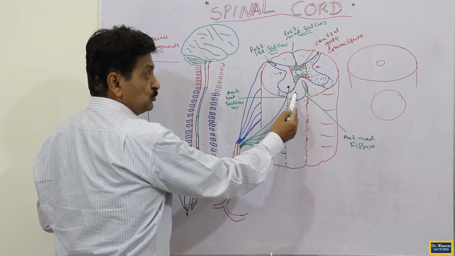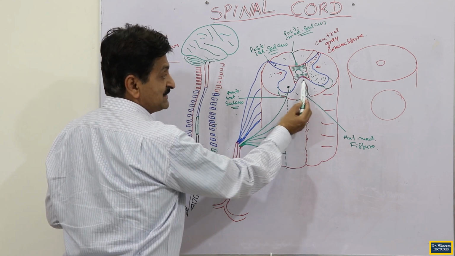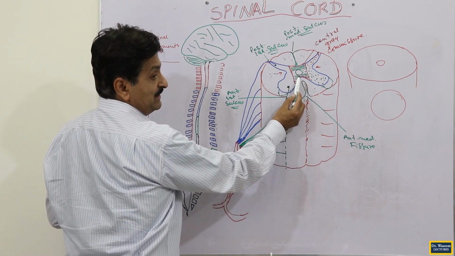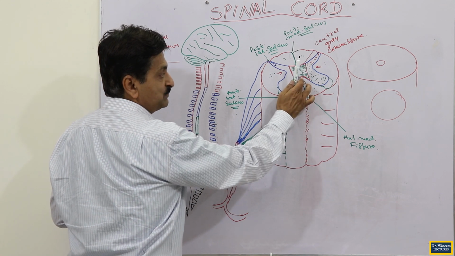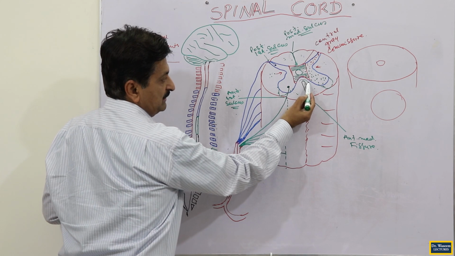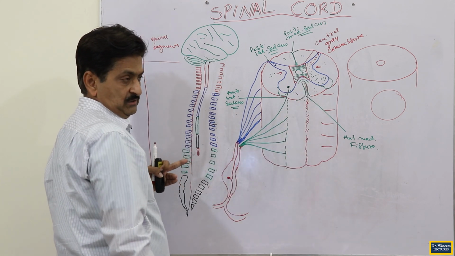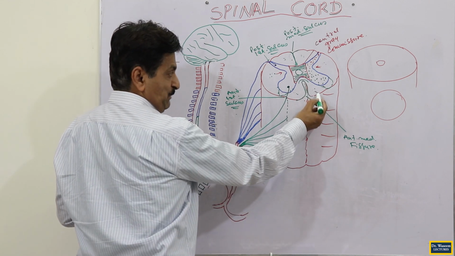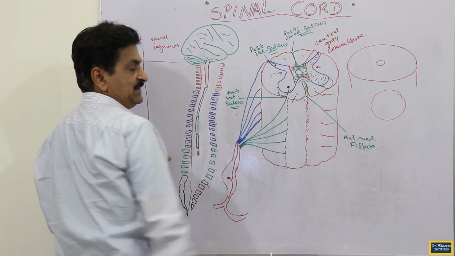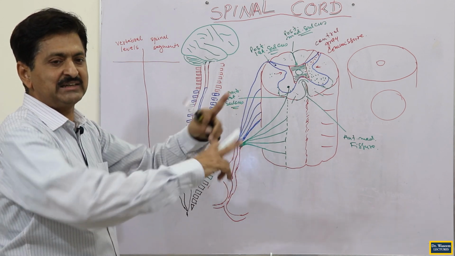But we have two anterior white columns also, because the anterior median fissure has gone inside and is not touching the anterior gray commissure, so there is a gap. A gap of white matter is there. This is called the anterior white commissure. So the anterior white column of one side and the anterior white column of the other side, their fibers can easily cross.